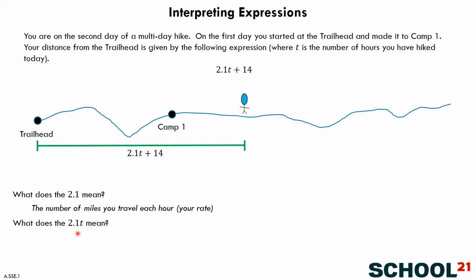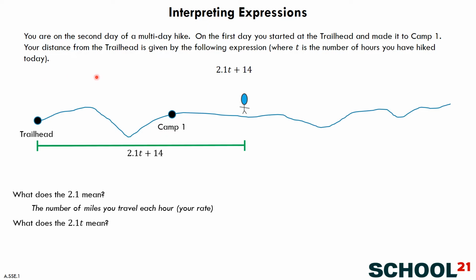What does 2.1 times t mean? Okay, that's a little bit more of an interesting question. So if I am hiking at 2.1 miles an hour and t is what again? What does that t mean? Hours. Yeah, hours that I hiked when? That you hiked the whole time, or from the trailhead? Let's read it again. Where t is the number of hours you have hiked today.